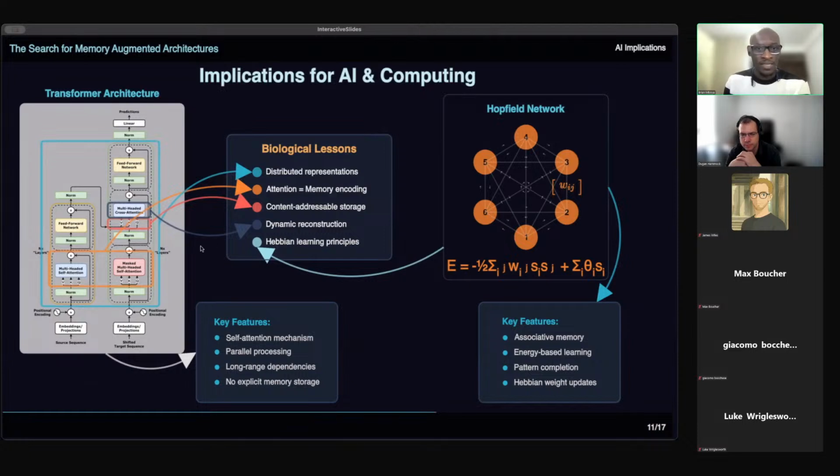Then content addressable. So you can see this QKV. QKV is just queries, keys, and values, and this is how the system queries memories or queries information, a retrieval process. So you use query and key pairs to get the values.